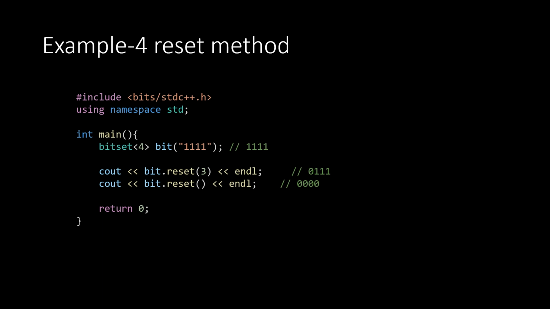Next one is the reset method. This reset method is used to reset the bits. You can see that here I also pass the index as a parameter. So I try to reset the third bit. Initially all the bits are set. Now I try to reset the third bit. It will toggle into 0. If I do not pass any parameter, in the same way it converts all the bits into 0.